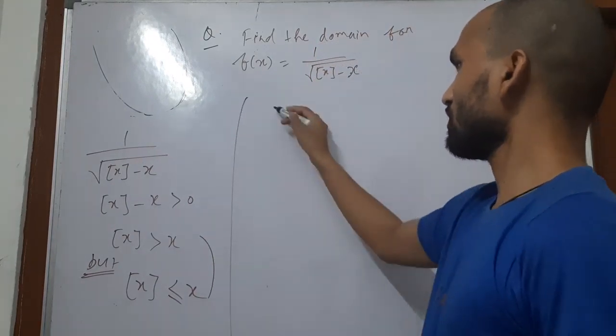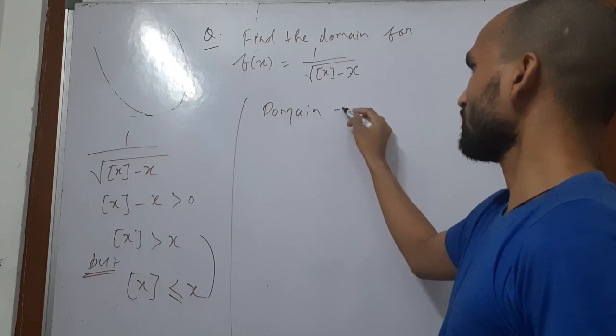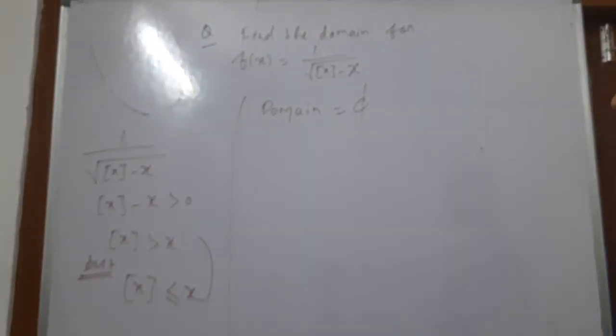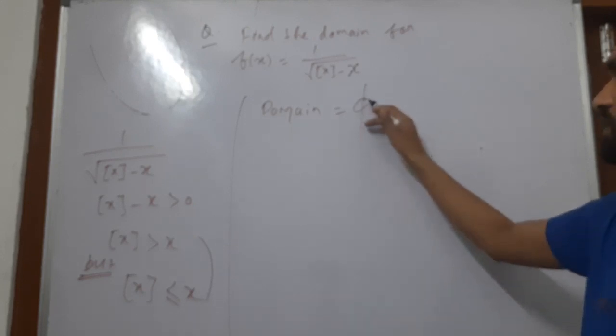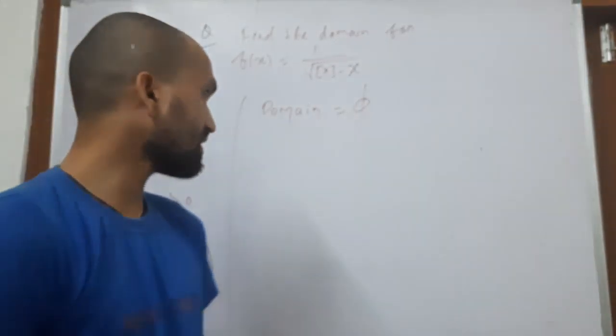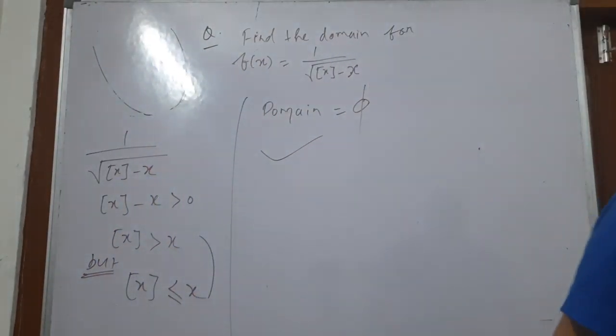So what is the domain? Domain equal to phi. Phi means the empty set, because in the domain there will be no element, because no x is possible. So the domain is equal to phi. That is empty. No value of x is possible. Okay, it's our final answer for this question.